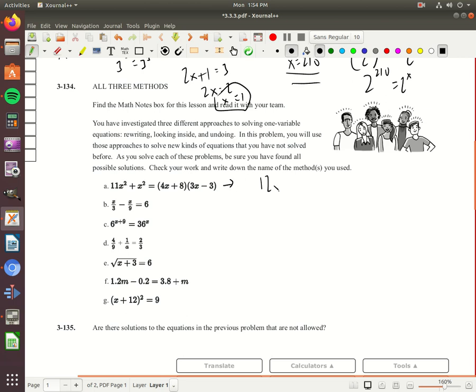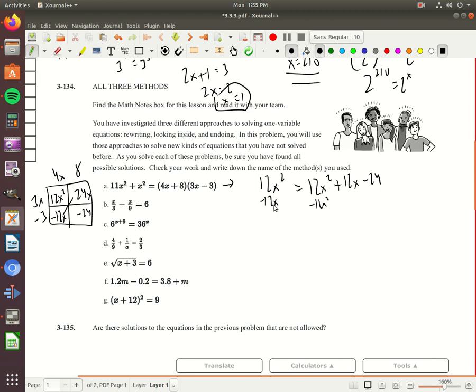So I'm going to get 12x squared, right? The left side is 12x squared is equal to, on the right side, I will use an area model, 4x plus 8 and 3x minus 3, 12x squared minus 12x, 24x minus 24. I get 12x squared plus 12x minus 24. I'll subtract 12x squared from each side. I will add 24 to both sides. I will get 24 is equal to 12x divided by 12, so x equals 2. So that's my answer to that one.